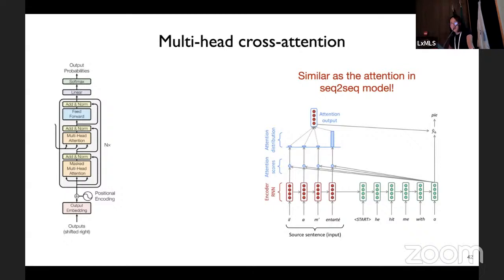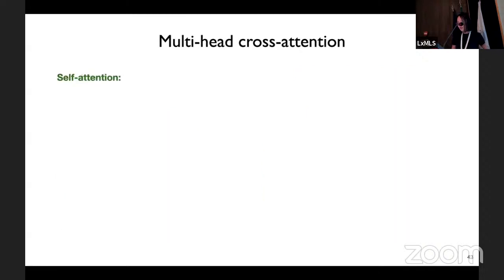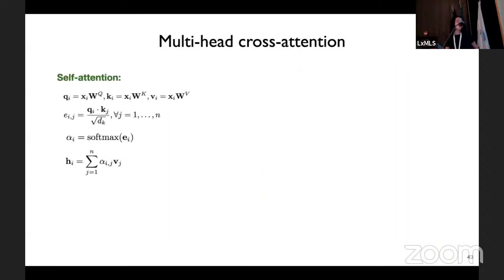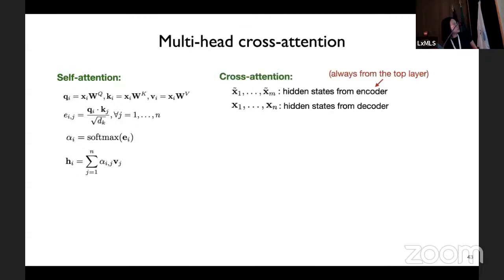So the next part is the multi-head cross attention. It's basically this part. Cross attention is the attention between the source sequence and the target sequence. This is very similar to the attention that people have been using in sequence-to-sequence models. It's pretty straightforward. I have a lot of notation in this slide, so I don't want to spend too much time.